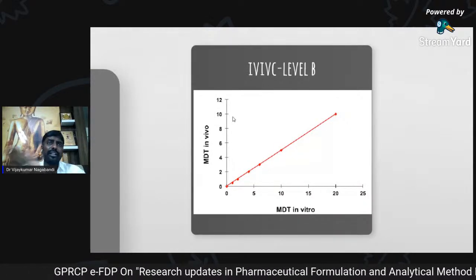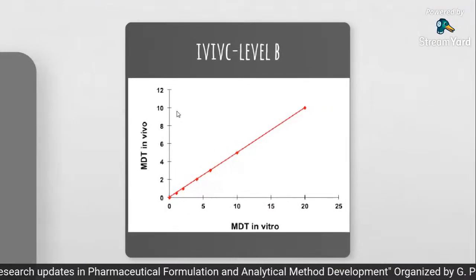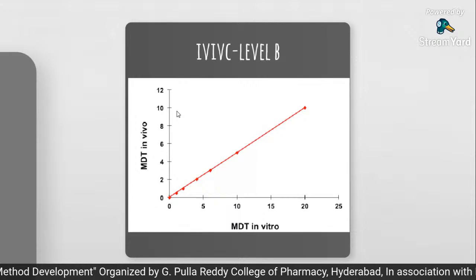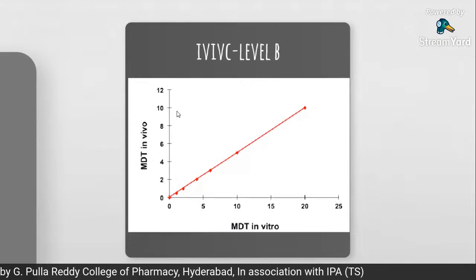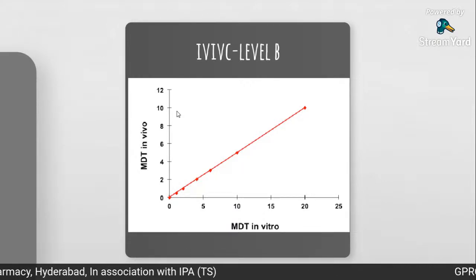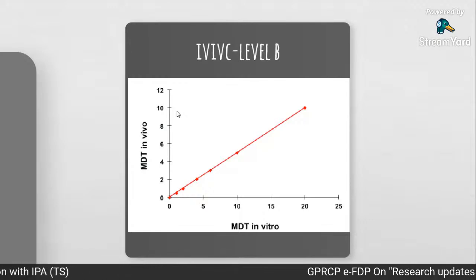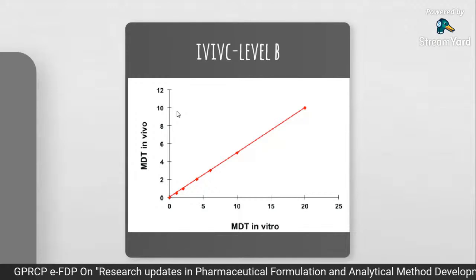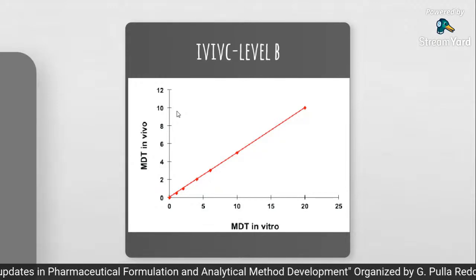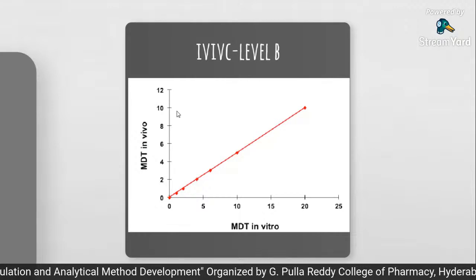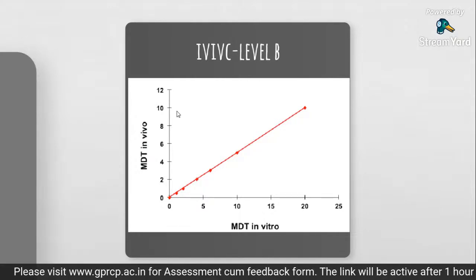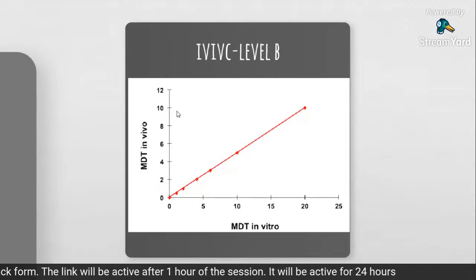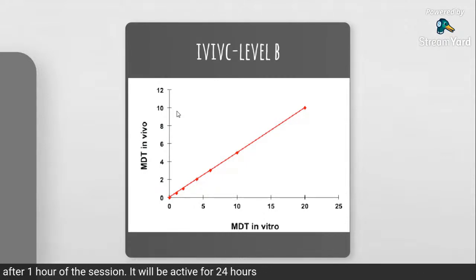Level B correlation: if the point-to-point matching is not coming, then we need to move on to the level B correlation, where we take mean dissolution time versus mean dissolution time in vivo. This is nothing but mean absorption time. This is statistical moment theory, non-compartmental pharmacokinetics. By using non-compartmental pharmacokinetics, we can have mean dissolution time on the x-axis and mean absorption time on the y-axis, and then again with different medias. We can plot a graph, mean dissolution time versus mean absorption time of different dosage forms or different strengths or different time points. That is level B correlation.